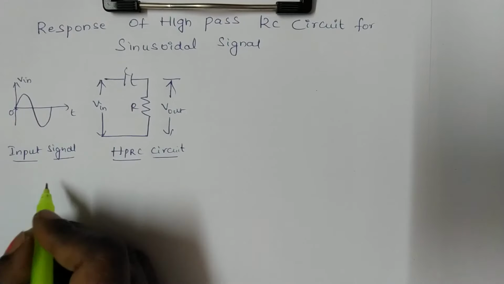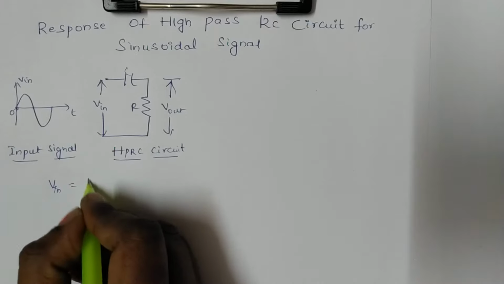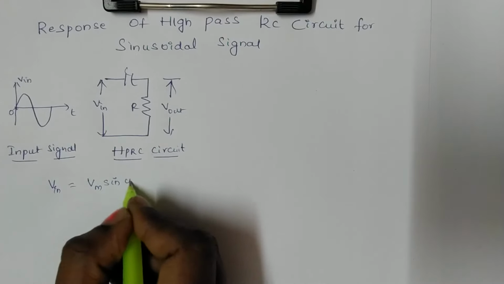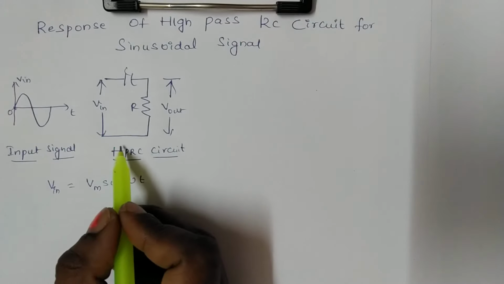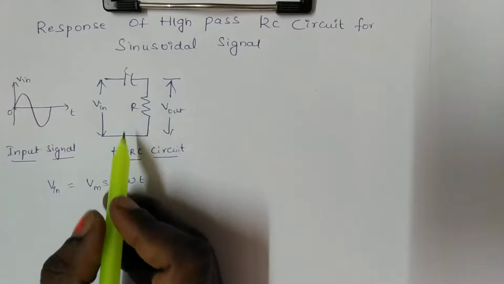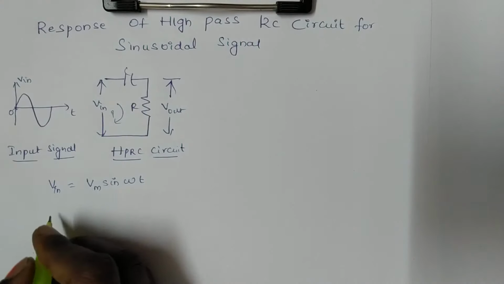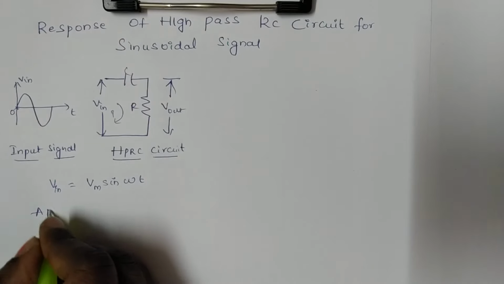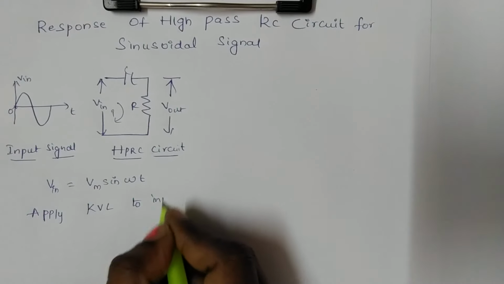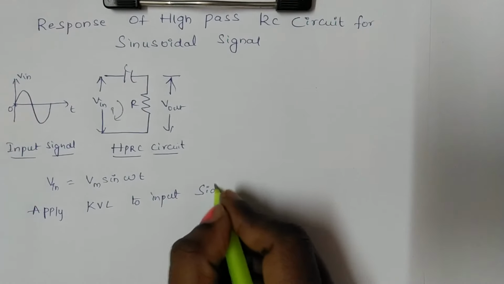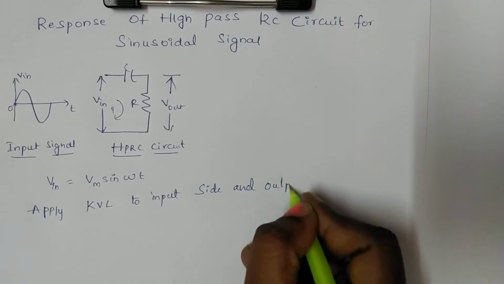This is the high-pass RC circuit, and the input equation is V input equal to Vm sine omega t. Now this sine signal is given to this high-pass RC circuit, and we apply KVL to the input side and output side. Then we will get the equations.